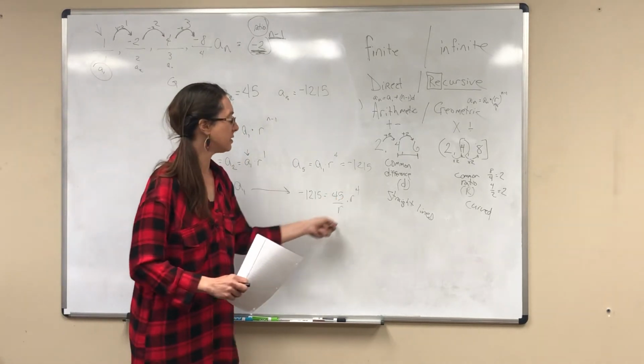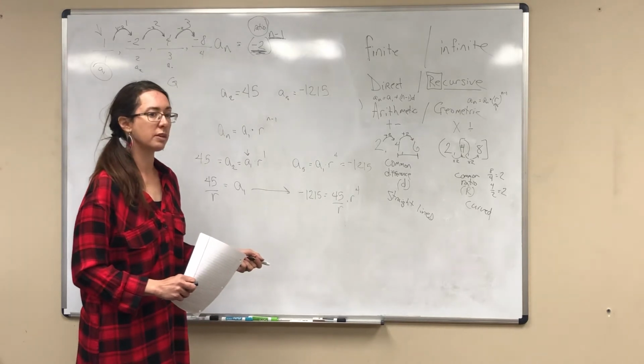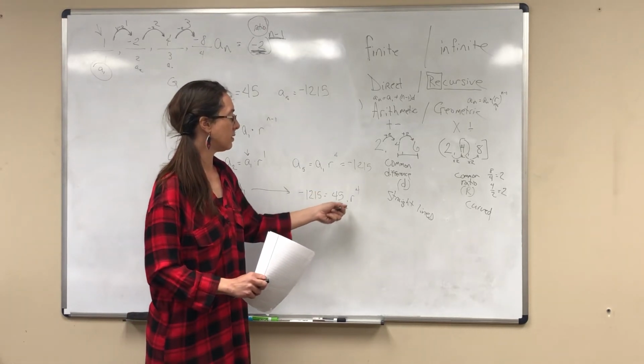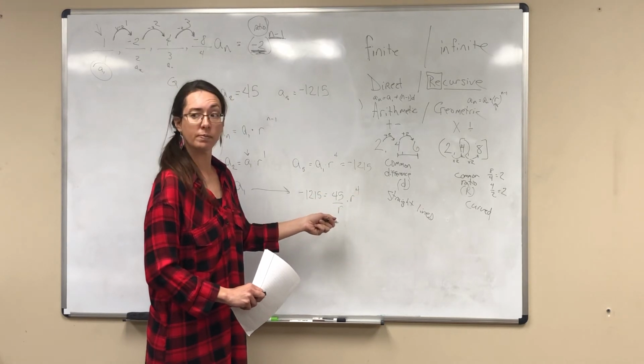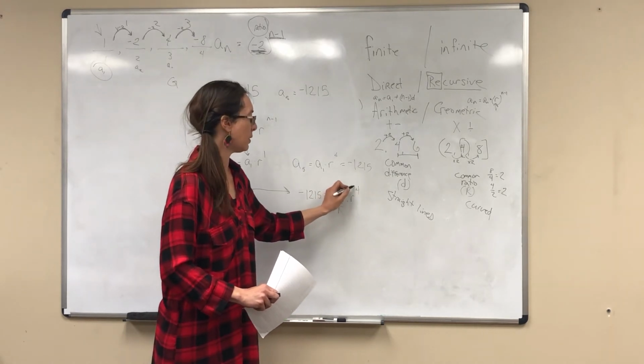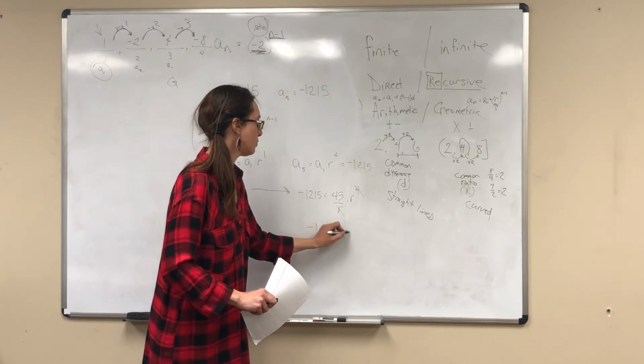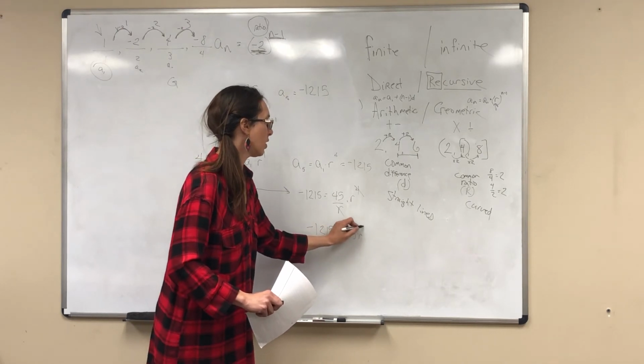Can we simplify this? What are our rules of exponents? Exponent divided by an exponent, subtract them, right? Because this one cancels out 1 up here. So I have negative 12/15 equals 45 r cubed.